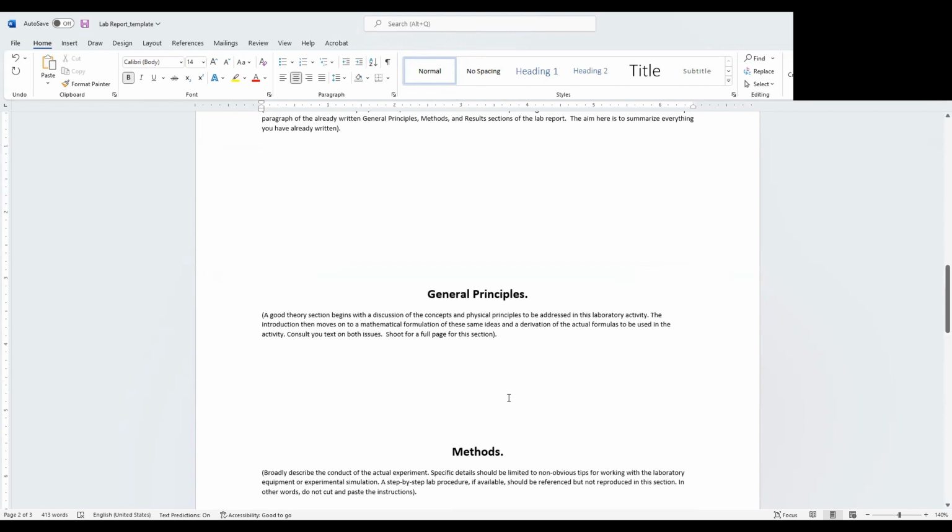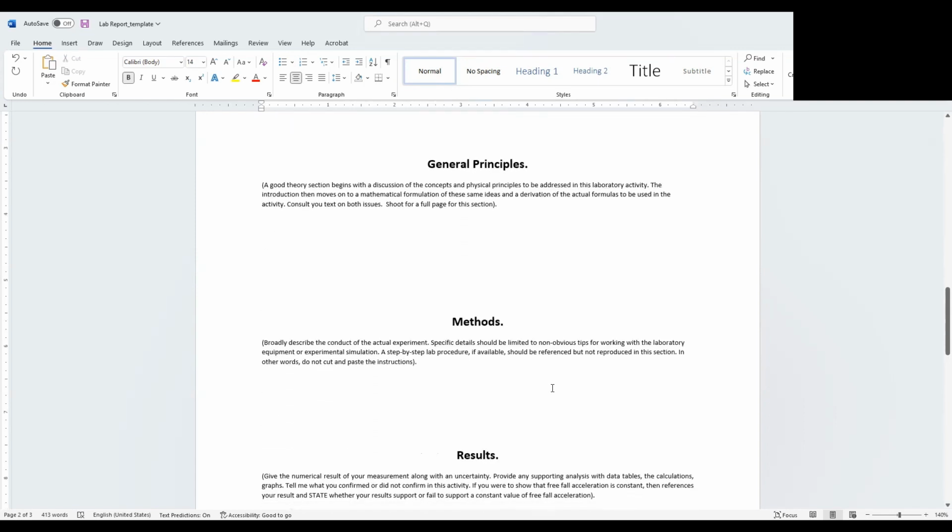What is general principles about? General principles is a section that begins with a discussion of the concepts and the physical principles that we are addressing in the lab activity. It then moves on to a mathematical formulation of these same ideas, right? A derivation of the actual formulas to be used in the activity, etc. That means in this section, you're gonna make a description of the main concepts, physical principles, and formulas that you are using for your lab. This is what you have in your general principles, right?